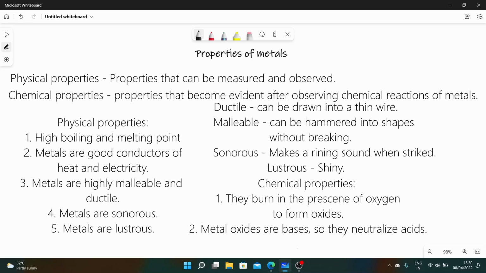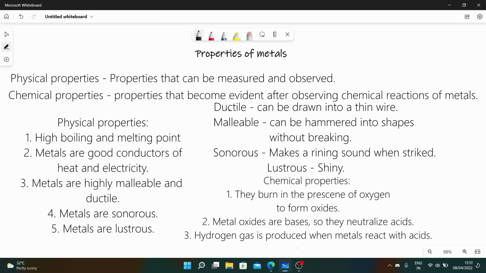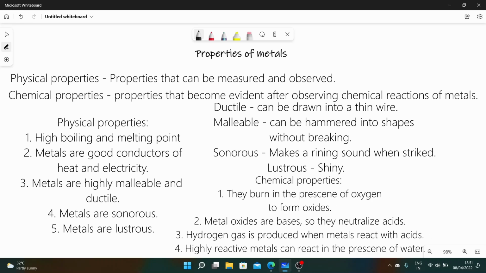Hydrogen gas is produced when metals react with acids. Highly reactive metals can react in the presence of water. These properties are more complicated as they involve other concepts like reactivity and acids and bases, so we'll be looking into them in more detail in a later stage. This is all for this video.